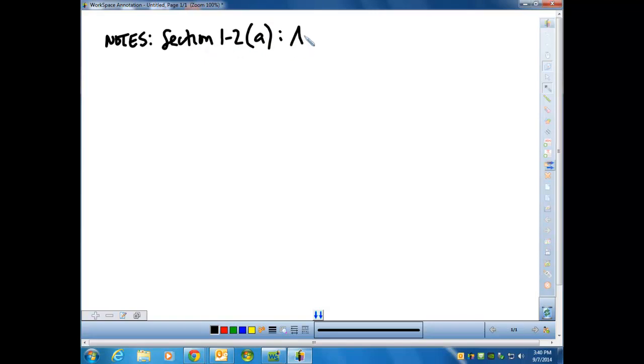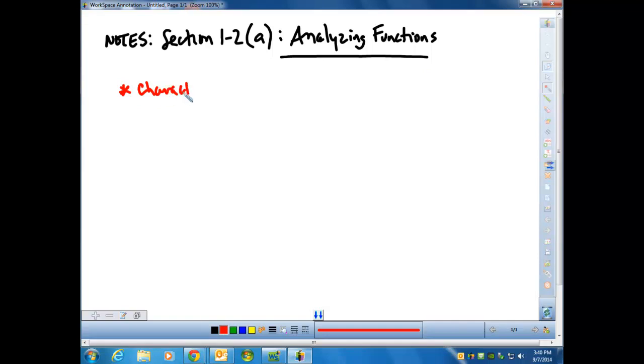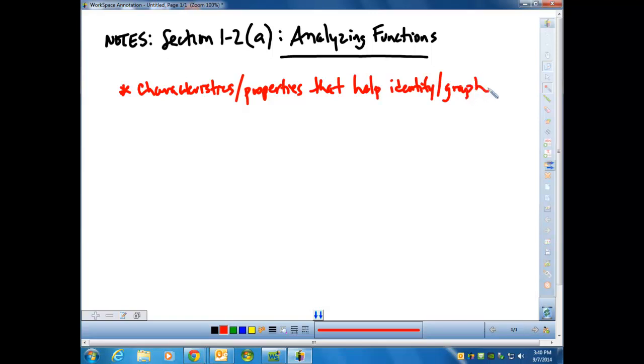Section 1-2. We're going to split 1-2 up into two videos actually, because there's a good amount of information here, and I certainly don't want you sitting there watching videos for an hour. So we're going to look at analyzing functions. And what we're going to do is we're going to look at 6 different areas or 6 characteristics, properties, whatever you want to call it, that functions have that distinguishes one from the next, makes one look different than the next one, and so on and so on. So let's get right to it here.